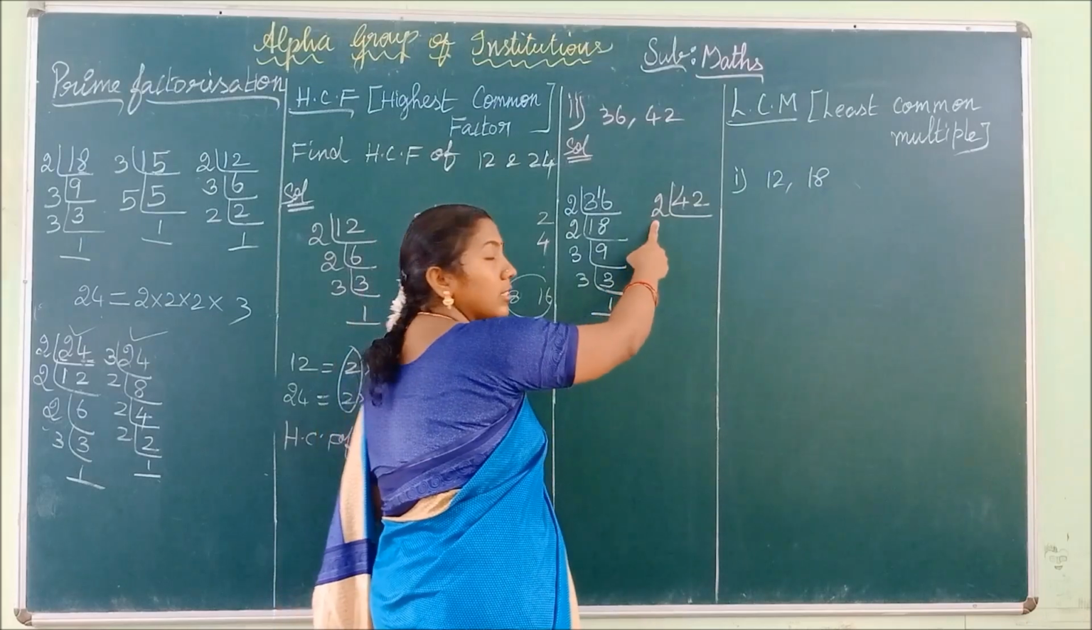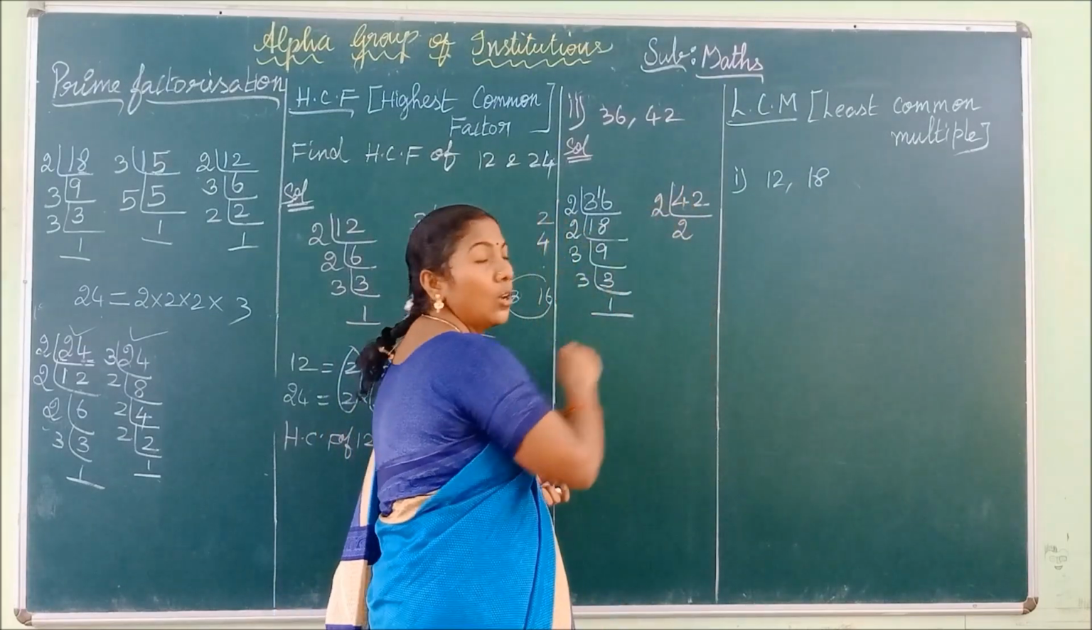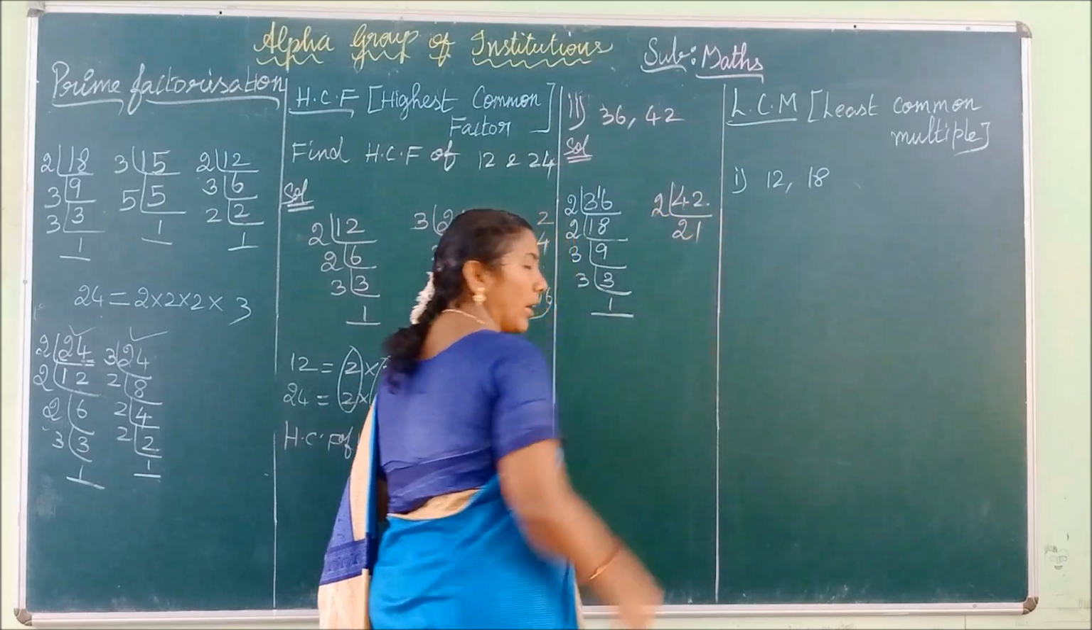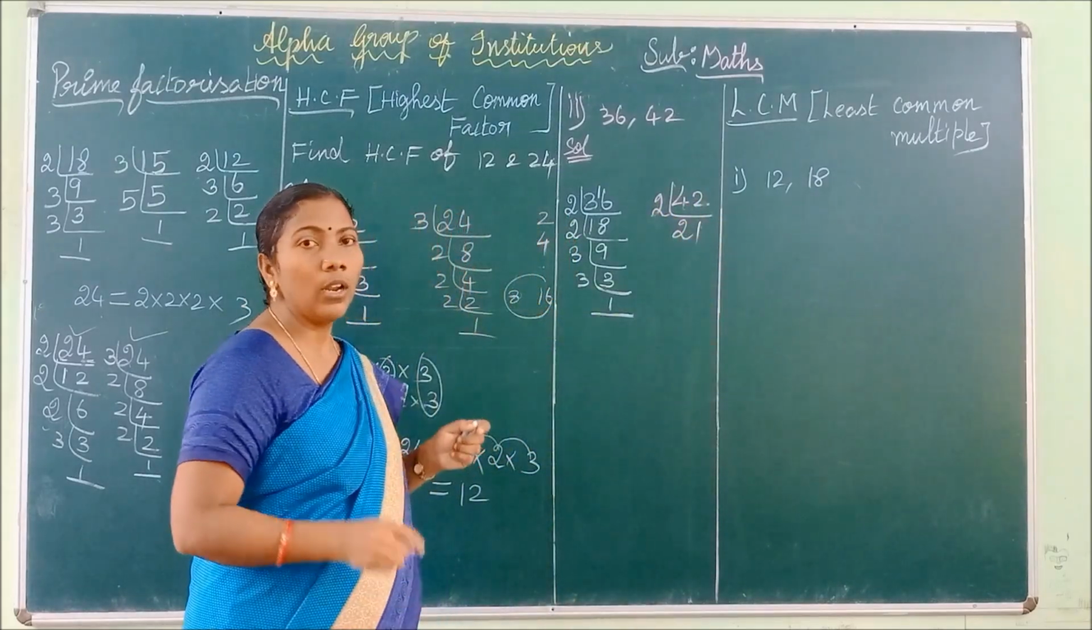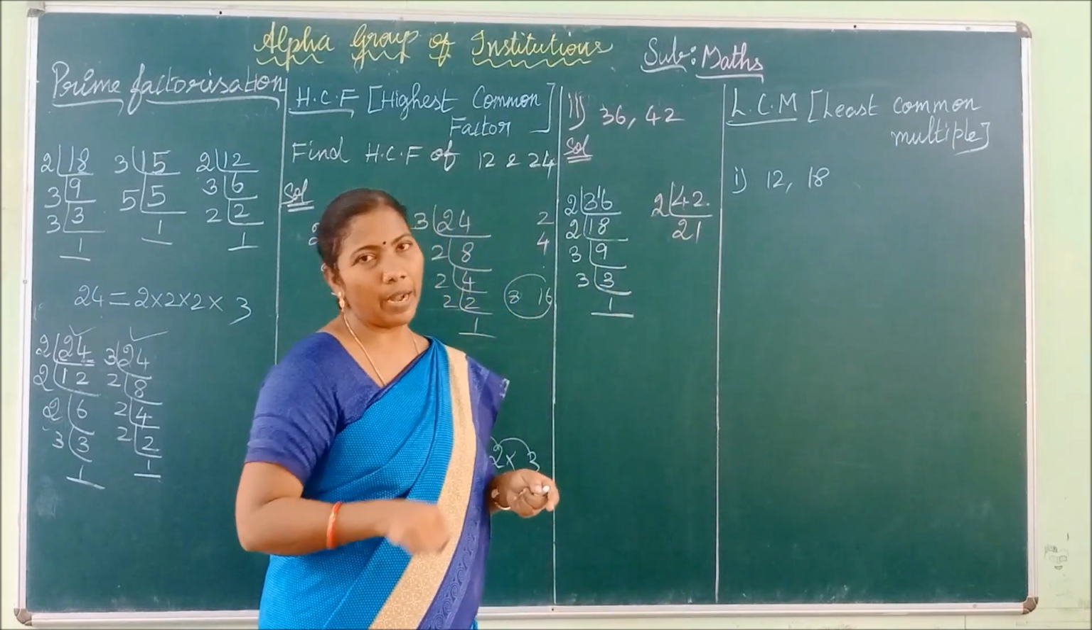Here I am choosing my divisor as 2. 4 comes in 2 table how many times? 2 times. 2 comes in 2 table how many times? 1 time. Thus we got the answer 21. Now we have to find the divisor of 21. It should be a prime number.